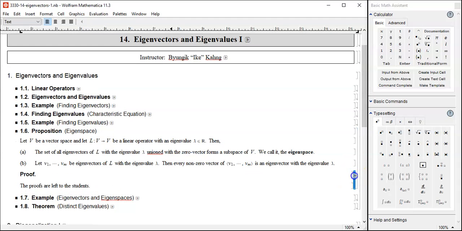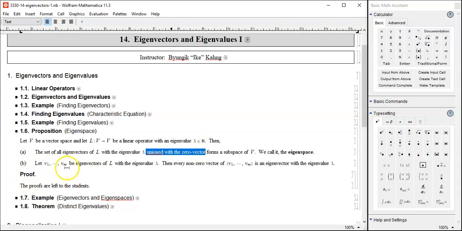The proof is left to the students. You have to check three things. Is the zero vector in there? That's simple, because artificially we put it in. Then closure under addition and closure under scalar multiplication, or put together, closure under linear combination. You'll have to check those.